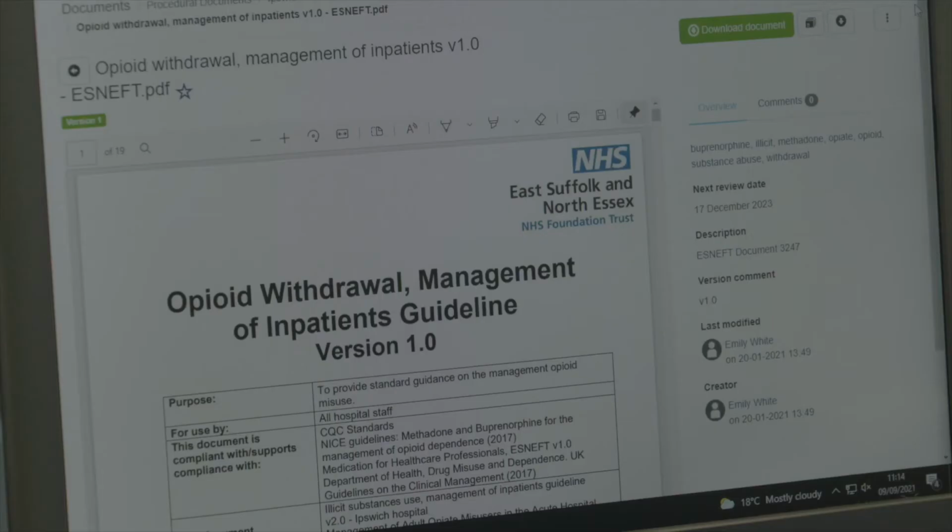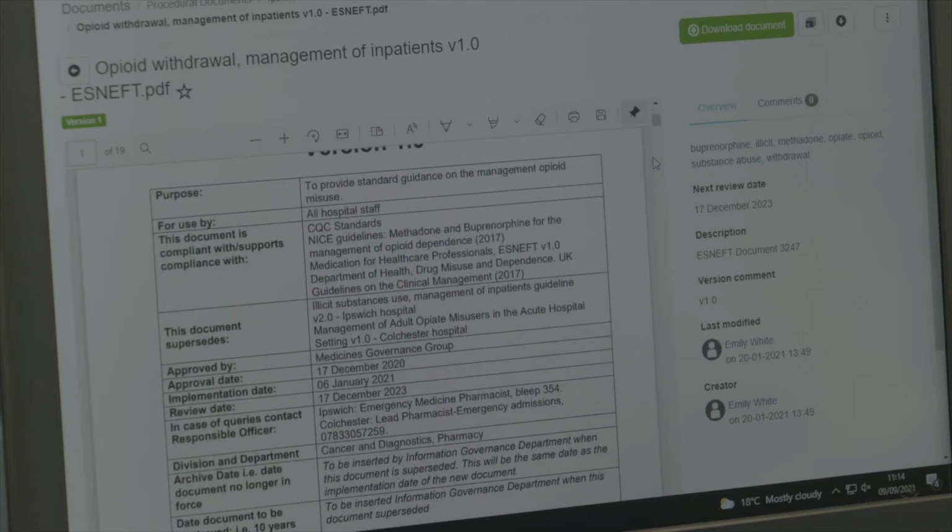For patients who are on opioid substitution therapies like methadone, it's really important to double check exactly what dose they're on with their prescribing pharmacy or their prescribing service like Turning Point or Essex Stars. Methadone is a really complicated and long-acting opioid drug and can be really harmful if prescribed inappropriately, so it's really important to check the dose and make sure you're prescribing it safely. The ESNEFT opioid withdrawal guideline guides you through how to do this.